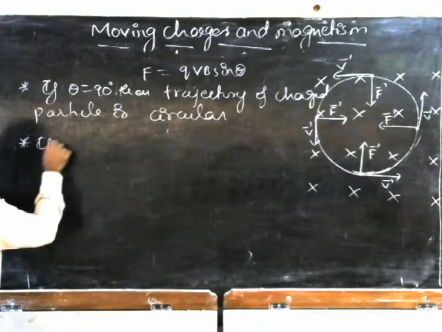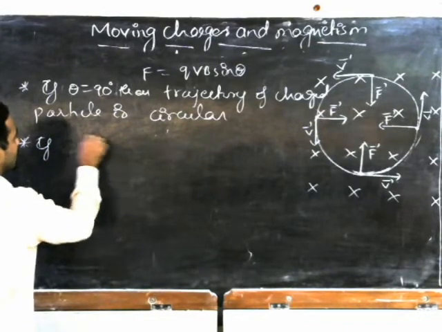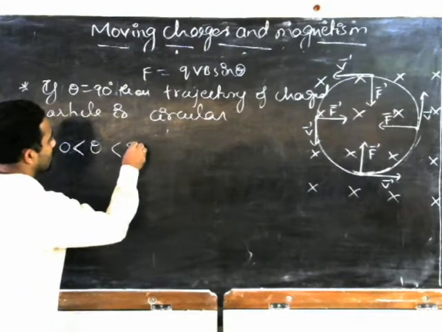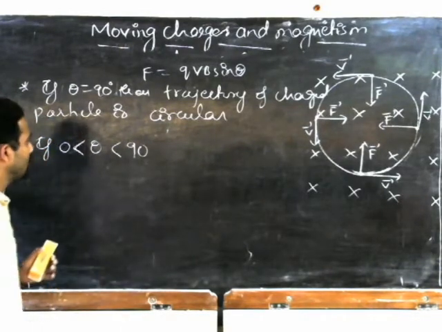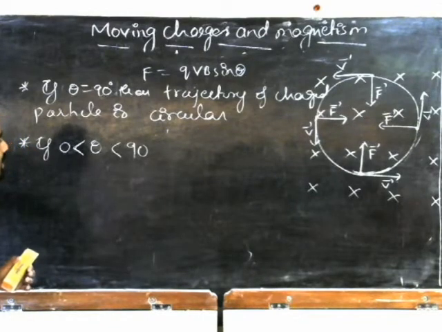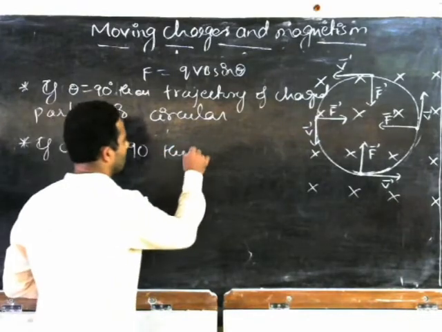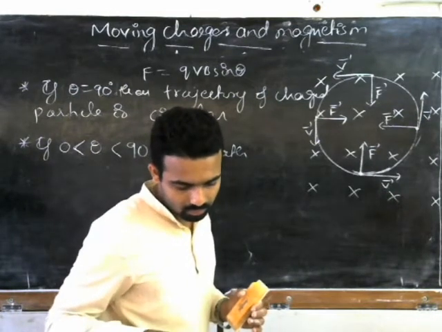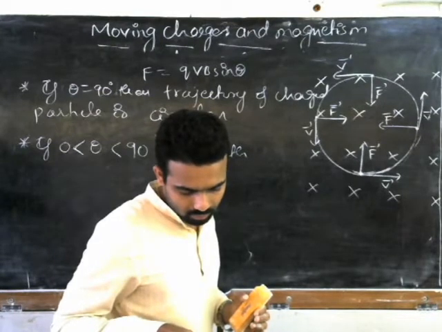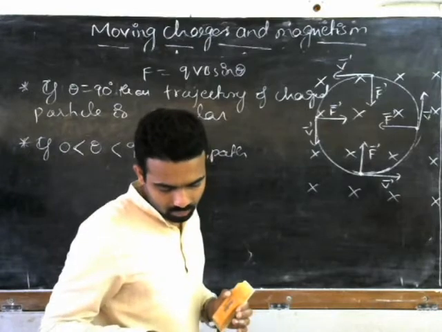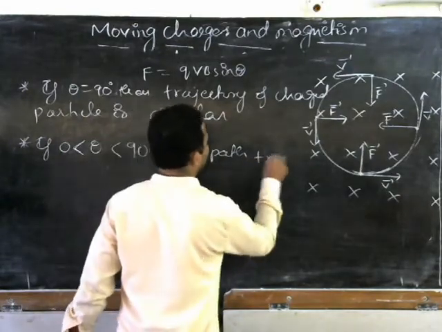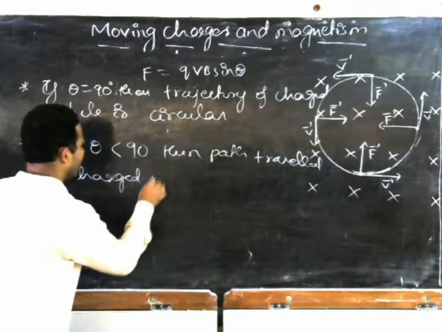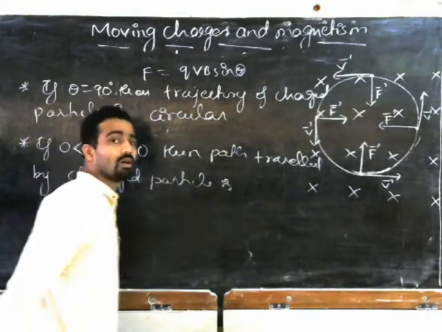If theta is greater than 0 and less than 90 degrees, then the path traveled by the charged particle is what we have to see.